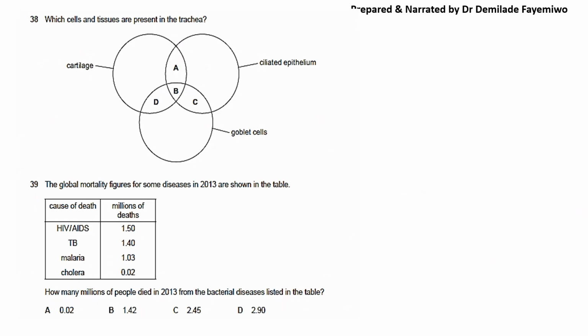All right, we're close to the end. Which cells and tissues are present in the trachea? So in the trachea, you know for sure that you have the cartilage. The cartilage is present. You also have the ciliated epithelium, and you have goblet cells that produce mucus. So I don't know why this is even a question.